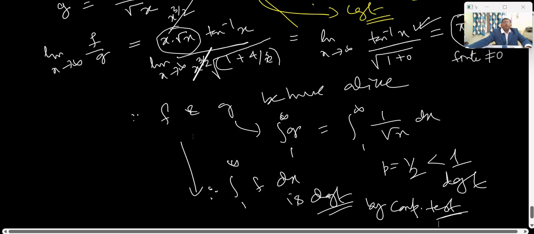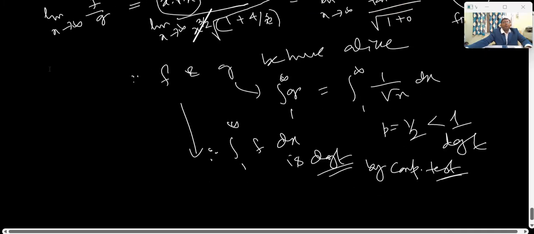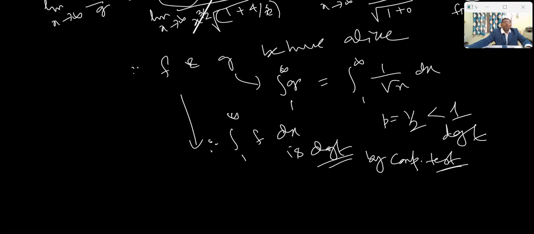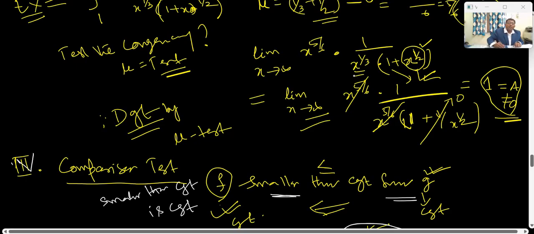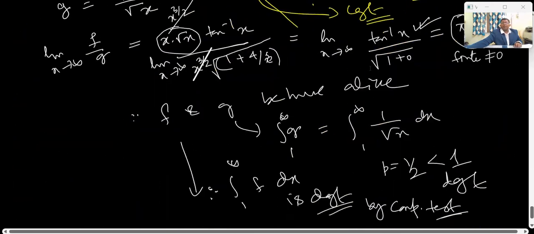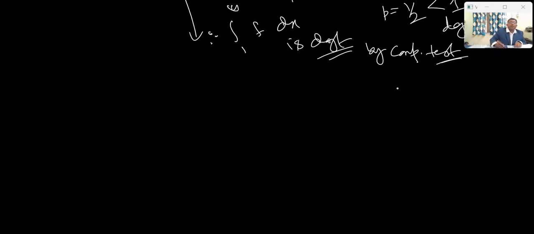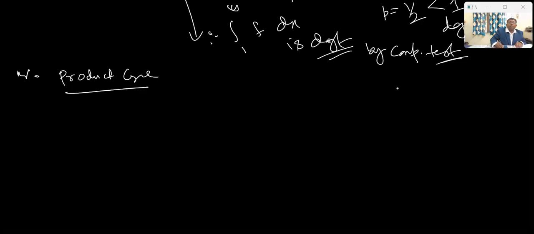So you should adopt this way of integration. The comparison test is a wonderful test to overcome this. So this comparison test is the fourth test. Now the fifth type is a mixed case, a product case here.